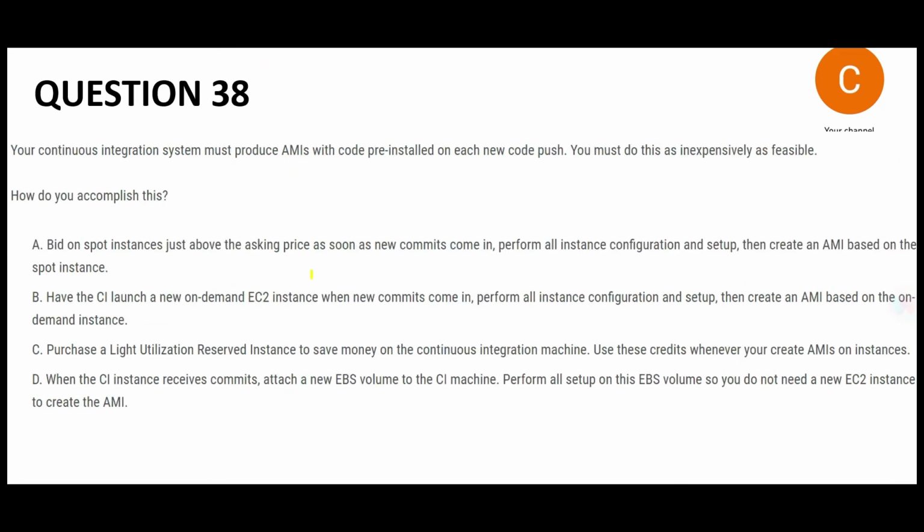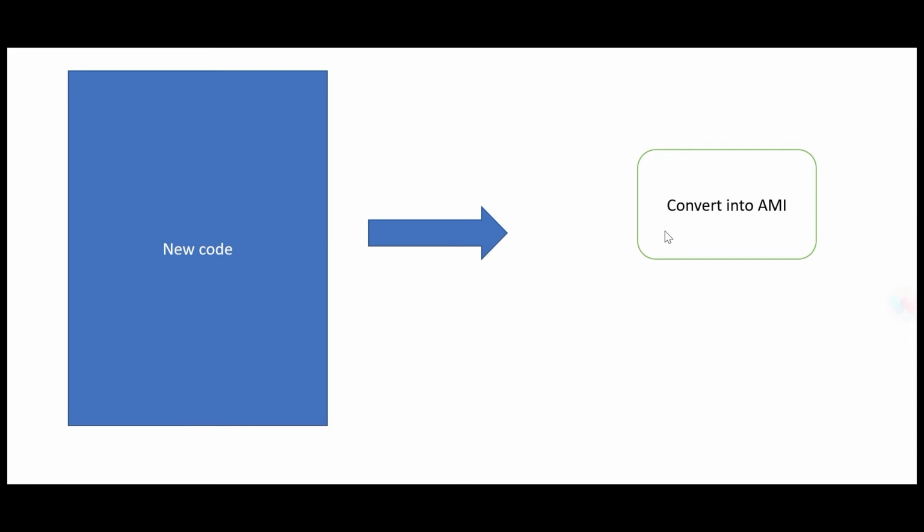So this is the next question. Please focus on the concept explained here. Basically this question is asking that you want to create AMIs. Simple. Your new code will come and then you have to convert it to an AMI. So new code comes and you have to convert it into an AMI.